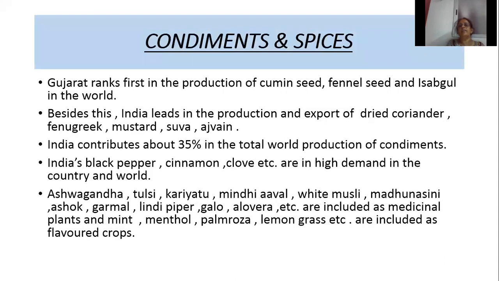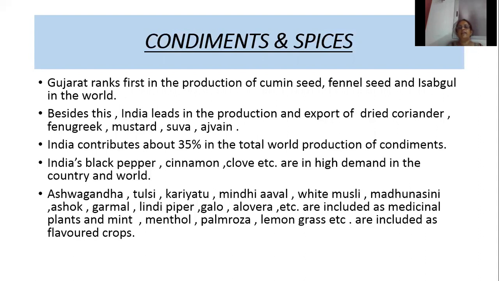Then condiments and spices. Condiments and spices means masala that adds flavor to the food. Gujarat ranks first in the production of cumin seed, fennel seed, and isabgol in the world. So which state ranks first in the production of condiments and spices in India? Gujarat. Gujarat ranks first in the production of which condiments and spices? Cumin seed, fennel seed, and isabgol in the world.